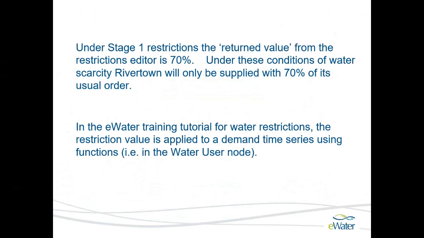So under the stage 1 restrictions, the value that's returned from the restrictions editor is 70%. That means to say that when your water's a bit scarce, you'll only be supplied with 70% of your usual order, so don't water your lawns, basically. And in the eWater training module, we apply this restriction value to a demand time series. In other words, in the water user node itself.